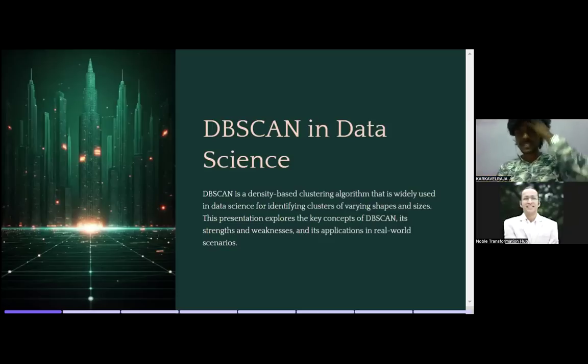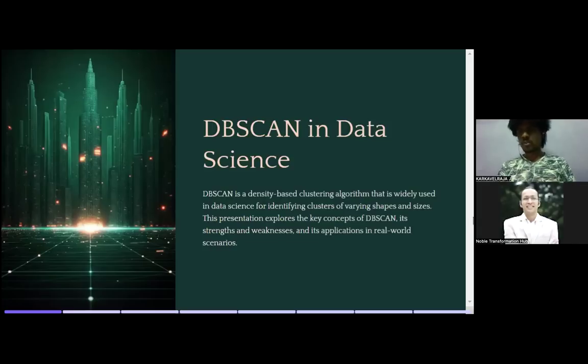Without wasting any time, let us jump into today's session. It is all about DBSCAN in data science. It's a simple session where we're going to see the DBSCAN theory concept and the black box of it. DBSCAN is a density-based clustering algorithm that is widely used in data science for identifying clusters of varying shapes and size. This presentation explores the key concepts of DBSCAN, its strengths and weaknesses, and its application in real-world scenarios.